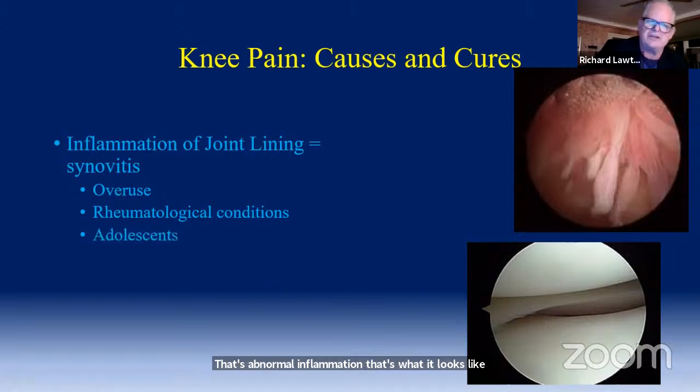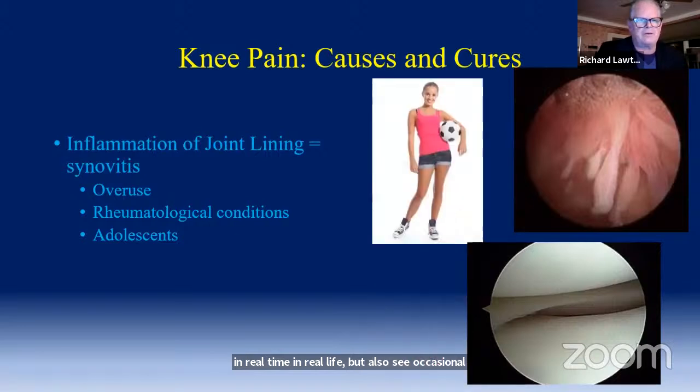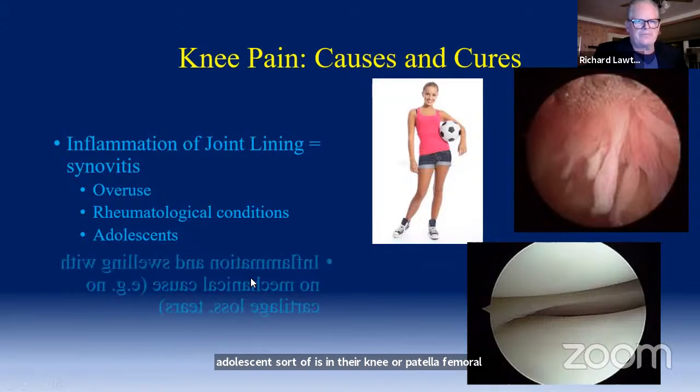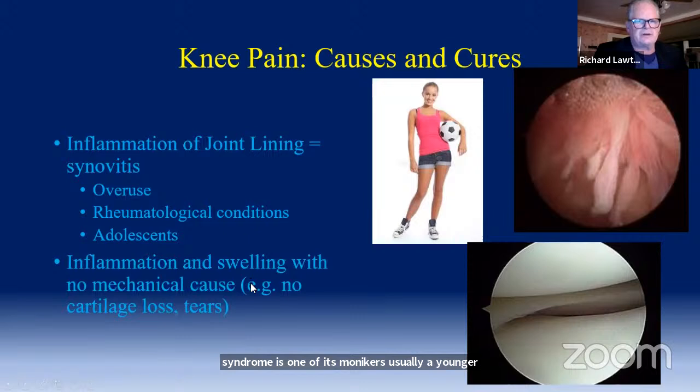We also see occasional inflammation in adolescents as they're growing. Their joint lining can become inflamed. This is a typical patient who's more likely to get adolescent synovitis in their knee, or patellofemoral syndrome is one of its monikers. It's usually a younger female, more likely than male, and the inflammation is usually the only problem. There's no cartilage loss, there's no tearing of any tissue.